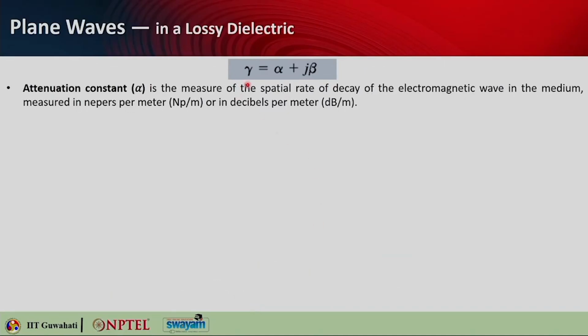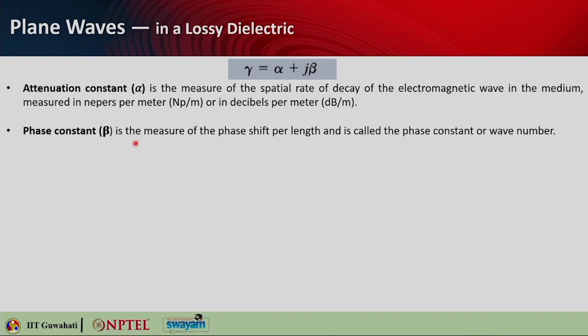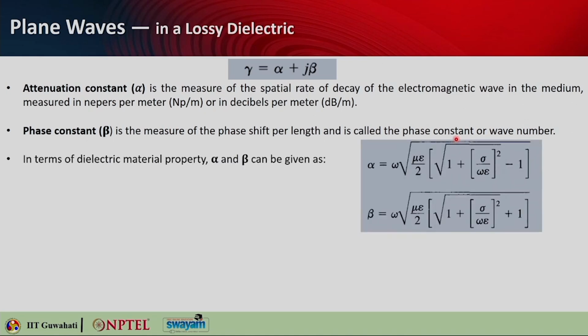So you can briefly say gamma is nothing but alpha plus j beta. Alpha is the attenuation constant, which is a measure of the spatial rate of decay of the electromagnetic wave in the medium. That means the rate at which it is getting decayed. It can be written in Nepers per meter, or you can also write it in decibel per meter. Phase constant is basically a measure of the phase shift per length, or you can also call it the wave number. That we have already seen.